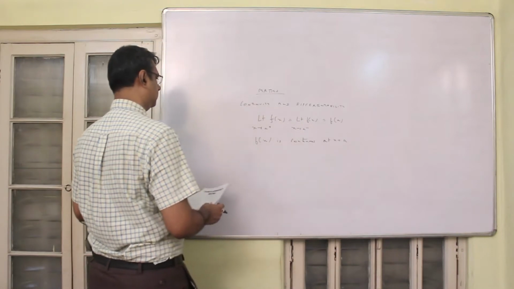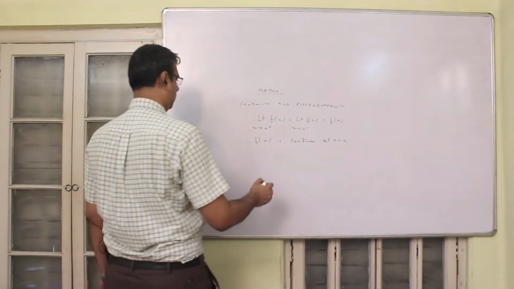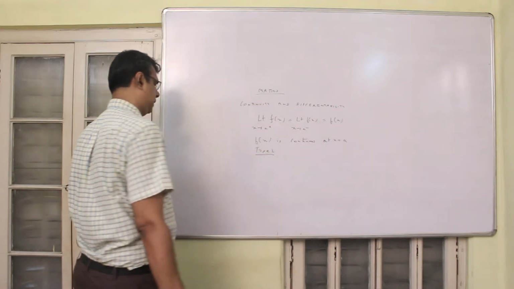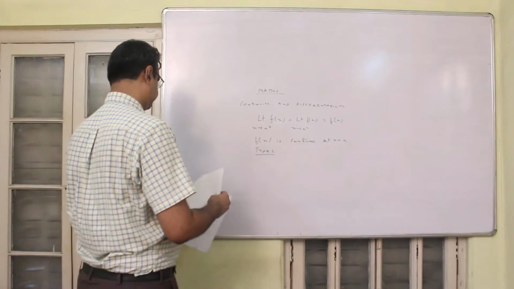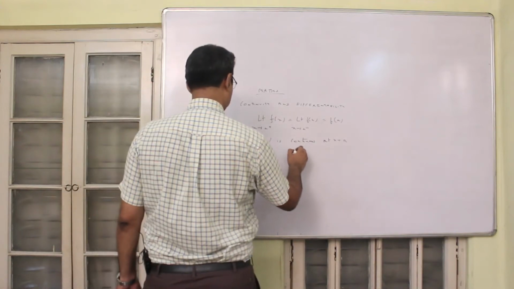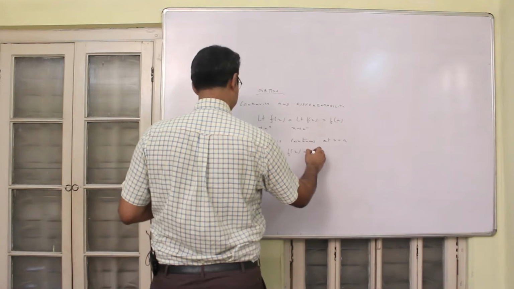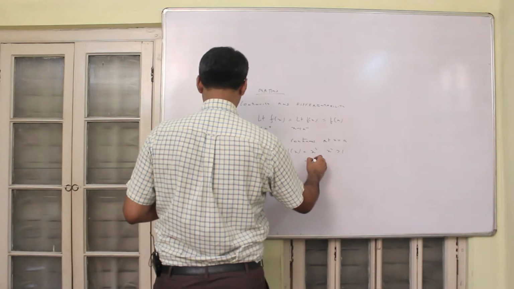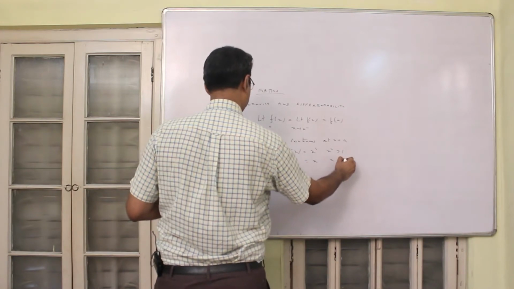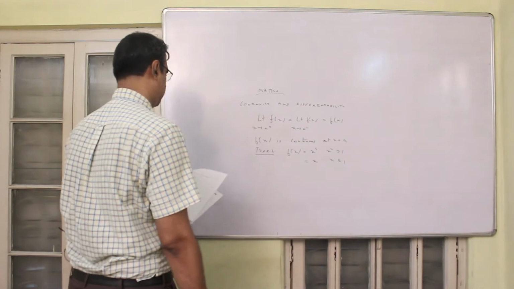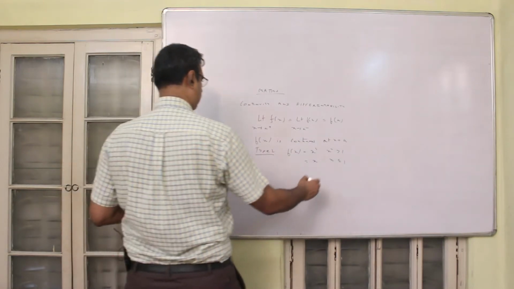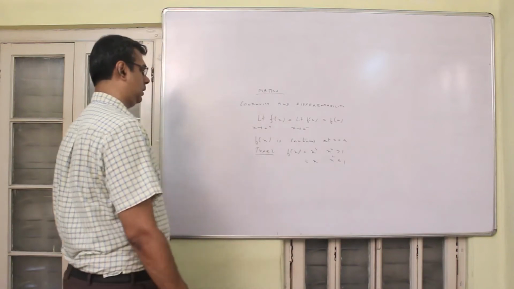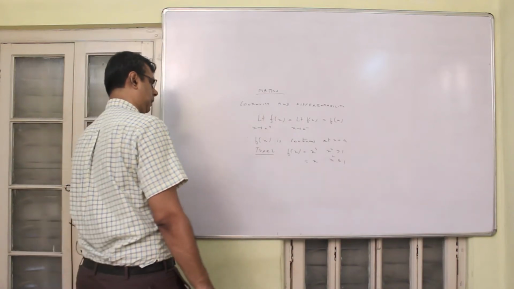For example, in type 2 of the sheet, there is a question: f(x) is equal to x to the power 4 where x square is greater than 1, and f(x) equal to x where x square is less than equal to 1. You have to discuss the continuity at x equal to plus 1 and minus 1.